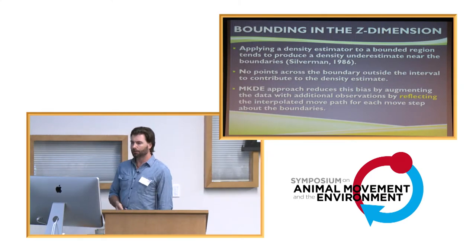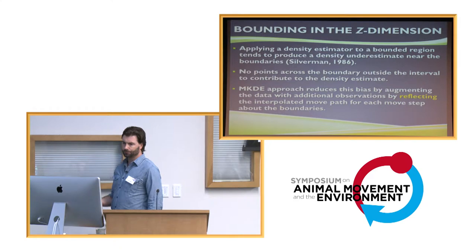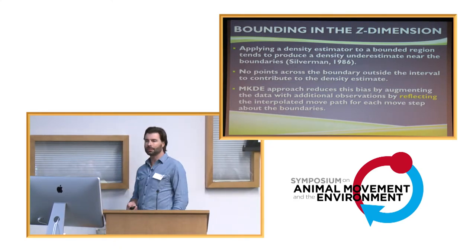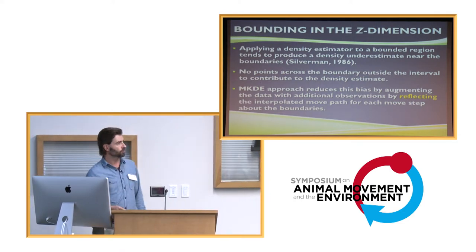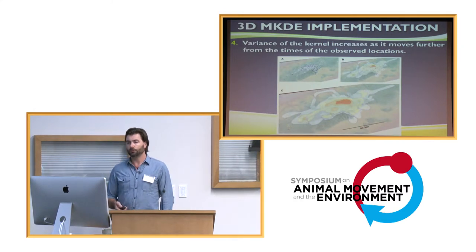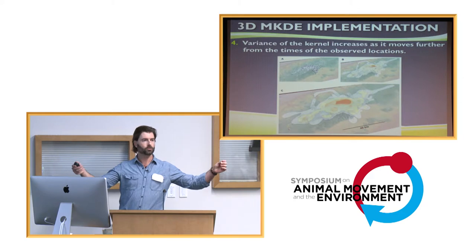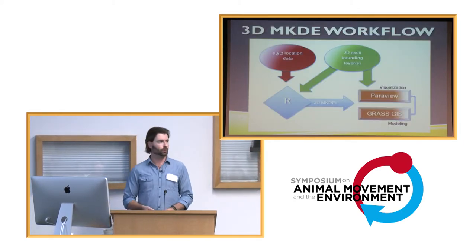And just quickly, Silverman, one of the godfathers of kernel density estimators, pointed out that if you apply a density estimator to a bounded region, it tends to produce an underestimate near the boundaries, so we use a reflection method to cope with that bias. So at the fourth step, the variance of the kernel increases as it moves further from the times of the observed locations, right? And then this is just a simple overview of the process.